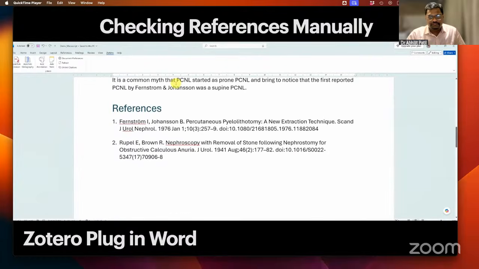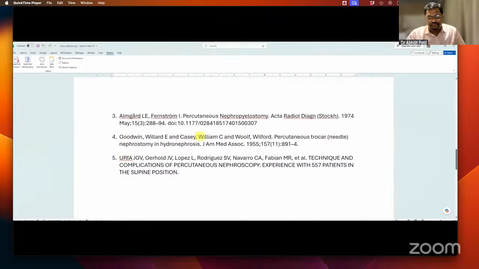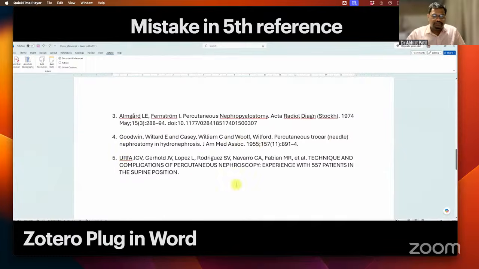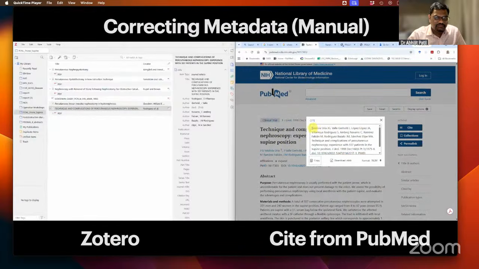Before submission, we need to check if all the references are properly ordered and the journal details are properly given in the manuscript. Here we find that the fifth reference is not correctly depicted, it is incomplete. This is being corrected by manually changing the metadata of that reference from the PubMed entry. Go to PubMed, click Cite and copy the required details from there and paste in Zotero.